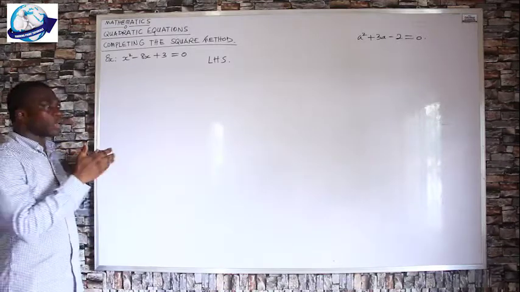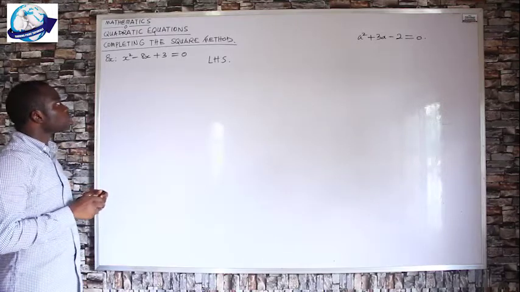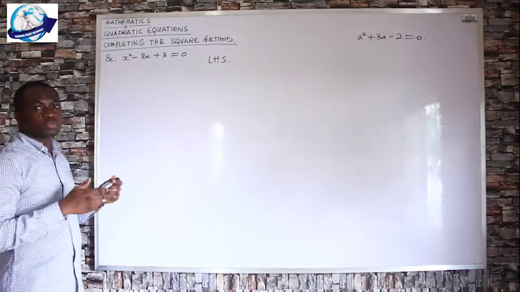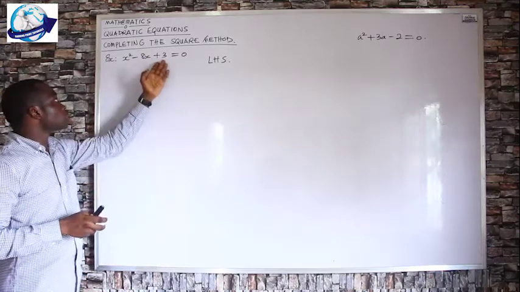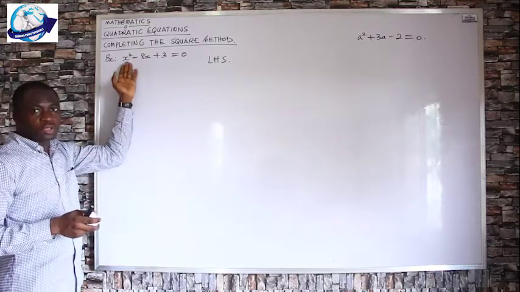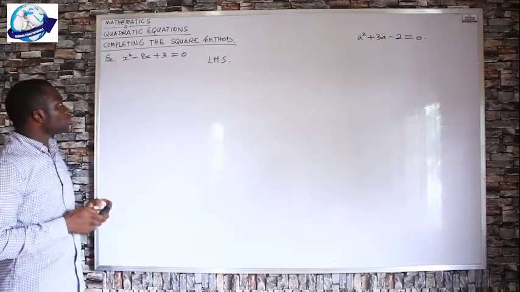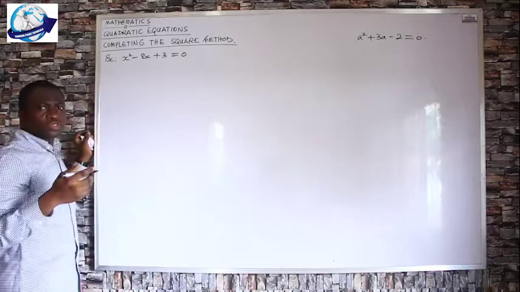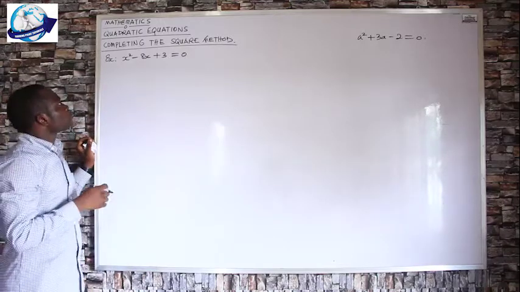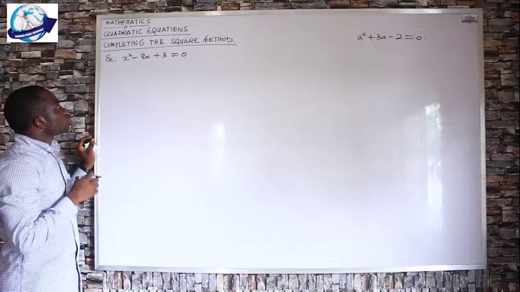This left hand side of the equation cannot be factorized. There are no two factors you can get that multiply to give you plus 3, and when you add, you get minus 8. So what do you do at this time? You use the completing square method. What's the method? Now let's look at this. What do you do here? The first thing to do is this.